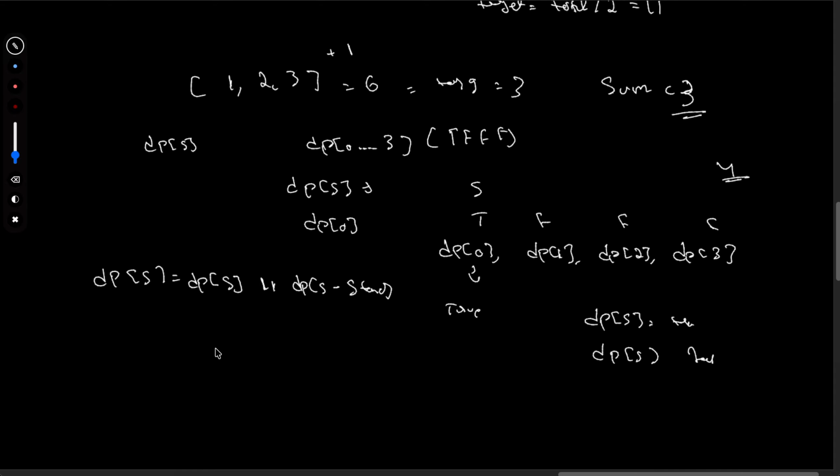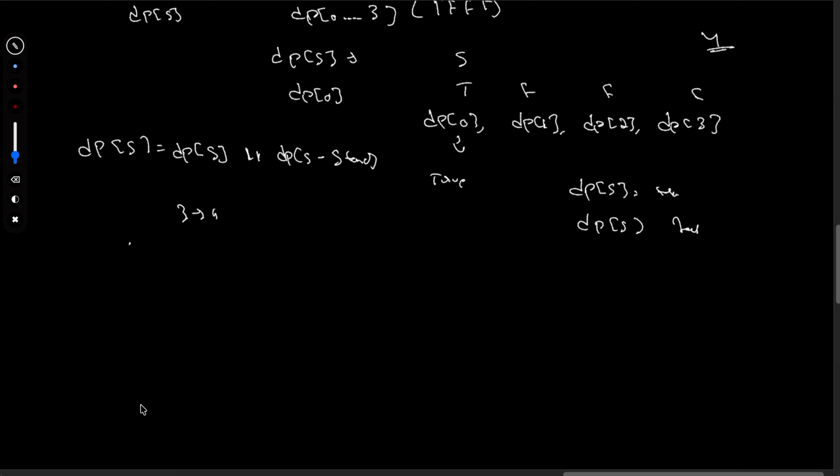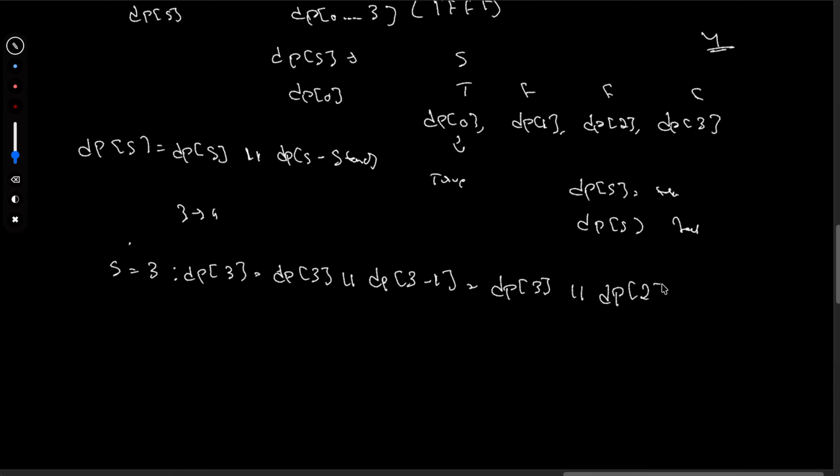So start, target is stone, so stone is 3 1 3 2 1. We go backward, okay, 3 2 1. So stone 3, DP of 3 is equal to DP of 3, or DP of 3 minus 1, which is DP of 2, is false, or false is false, okay.